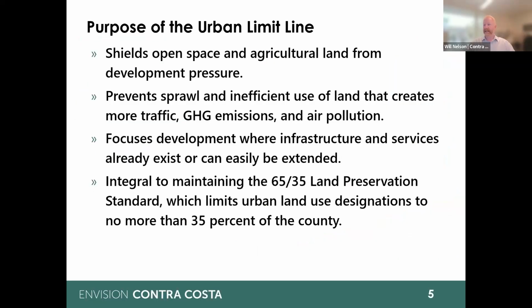So the purpose of the line, basically, is that it shields these areas from the pressure of urban development. And by doing that, it also contains the footprint of urban development, prevents sprawl, and allows for more efficient use of land, less traffic, fewer emissions, and more efficient delivery of services. And then it is part of maintaining the 65-35 land preservation standard, which is part of the ballot measure as well. That standard says that no more than 35% of the county can be devoted to urban land uses, and the remaining 65% is required to be non-urban.